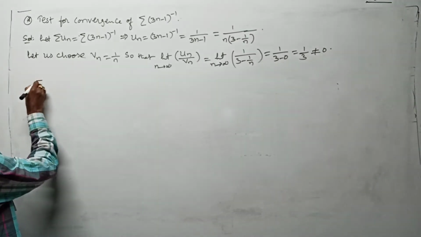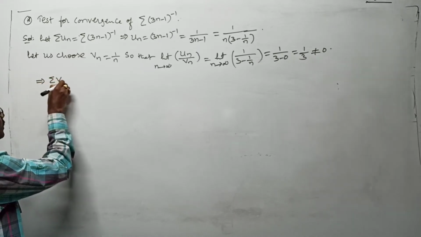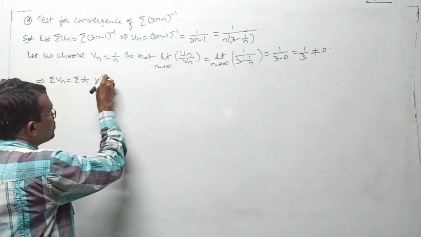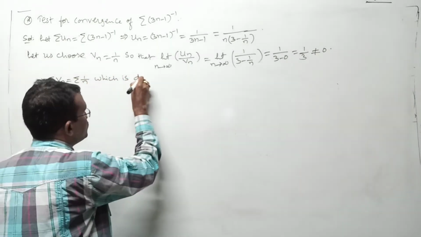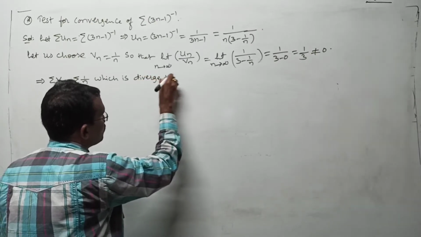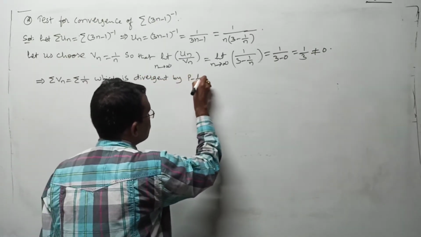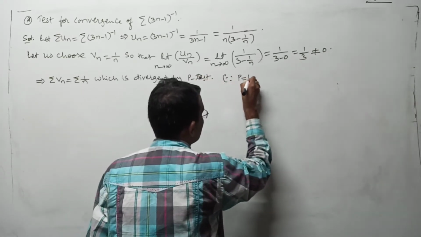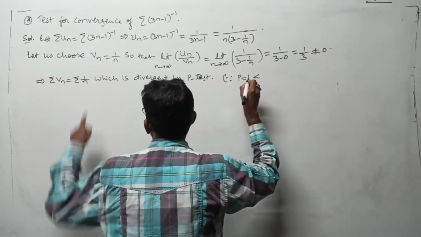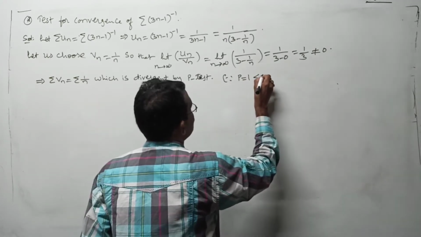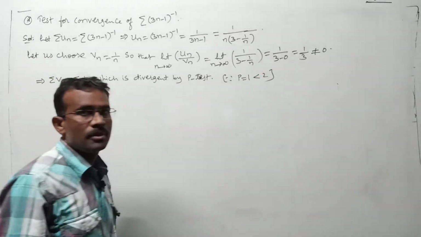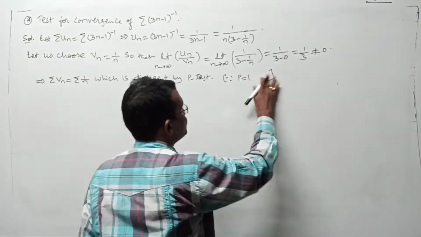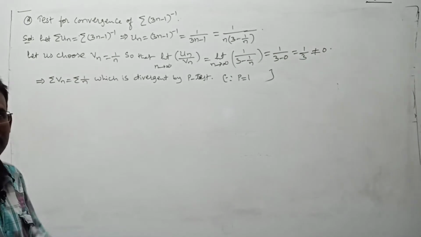Now let us go to the nature of sigma Vn. Sigma Vn is equal to sigma 1 by n. It is divergent by p test. The reason is here the p value is 1, as it is 1 by n power 1, which is less than or equal to 1. The p value is 1, that's why it is directly divergent by p test, right?